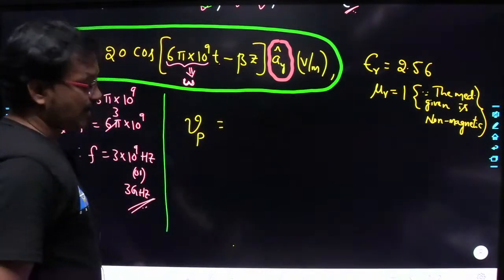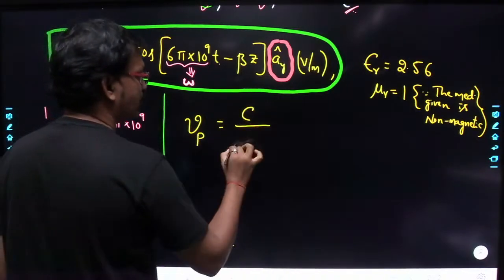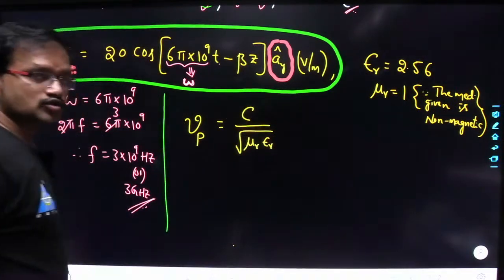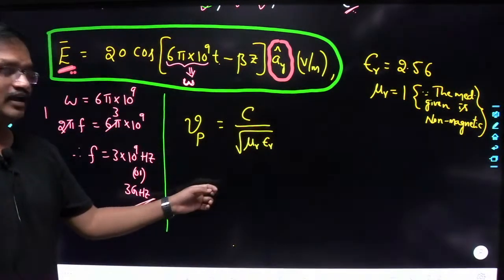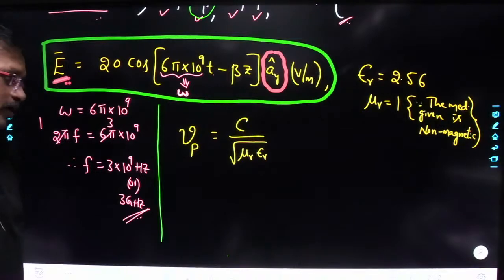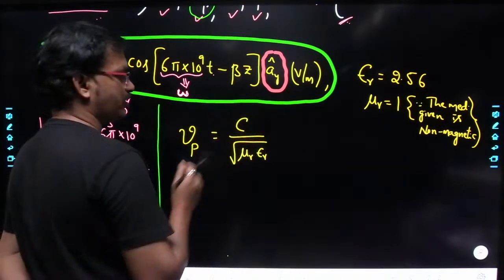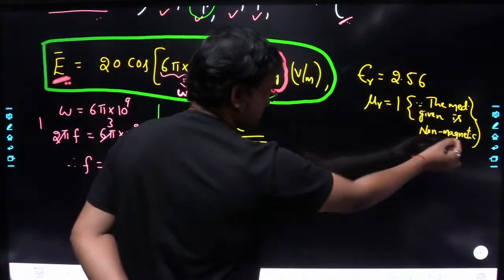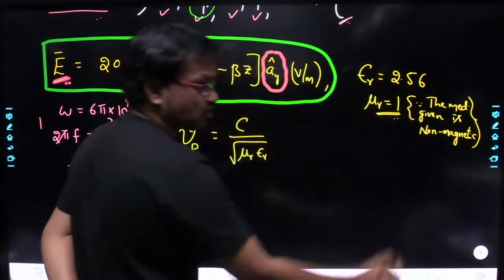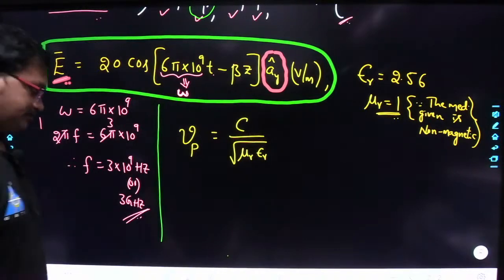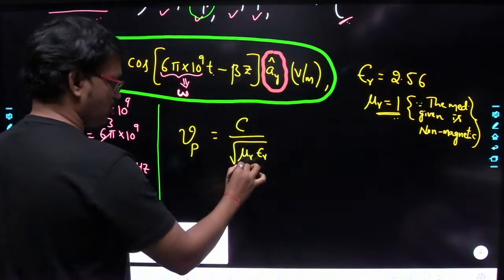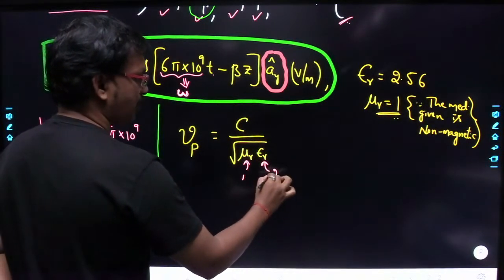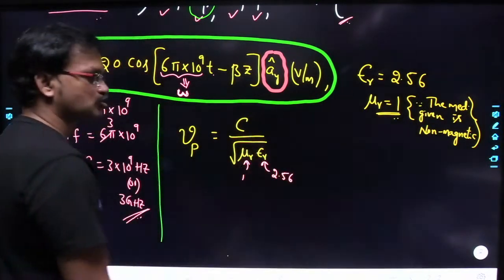Is equal to, I can write it as c by square root of mu r into epsilon r. So this is the phase velocity of the wave in a lossless medium. Yes or no? Okay. So now here, since the medium is non-magnetic, mu r value is equal to 1. So just replace mu r with 1. And epsilon r value they have given as 2.56 here.